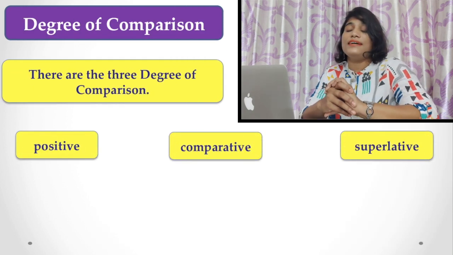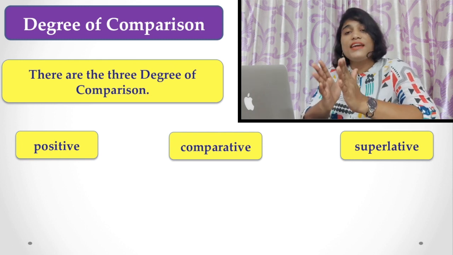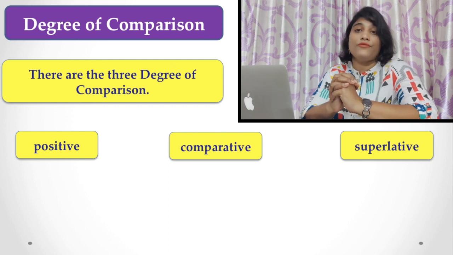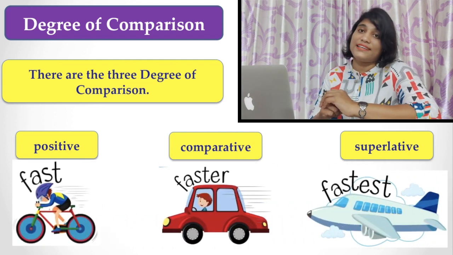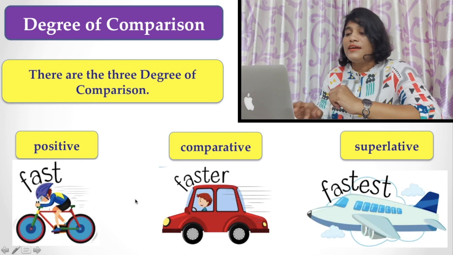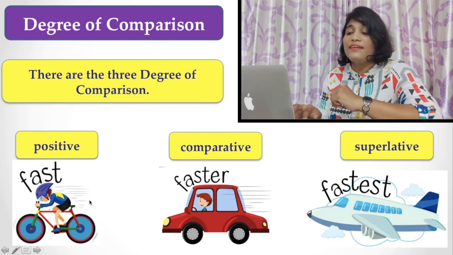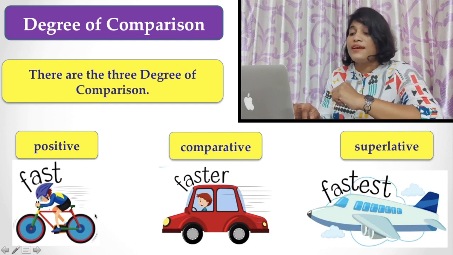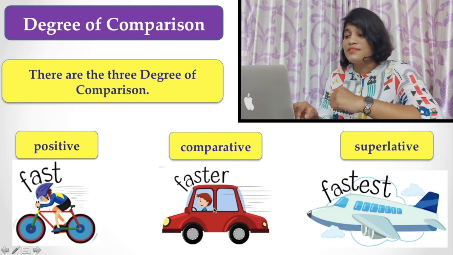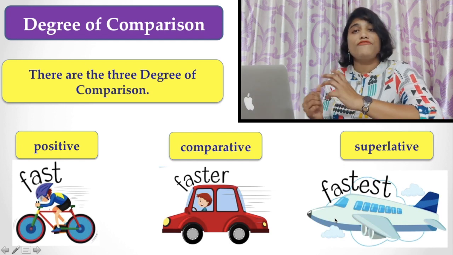Here, what are the degrees of comparison then? There are three degrees of comparison. What are they? Positive degree, comparative degree and the superlative degree. Let's see the example. Here you find there is a bicycle, one car and one aeroplane, and the adjective fast is used in its three forms. What are they? Fast, the bike is fast, but the car is faster, while the plane is fastest.